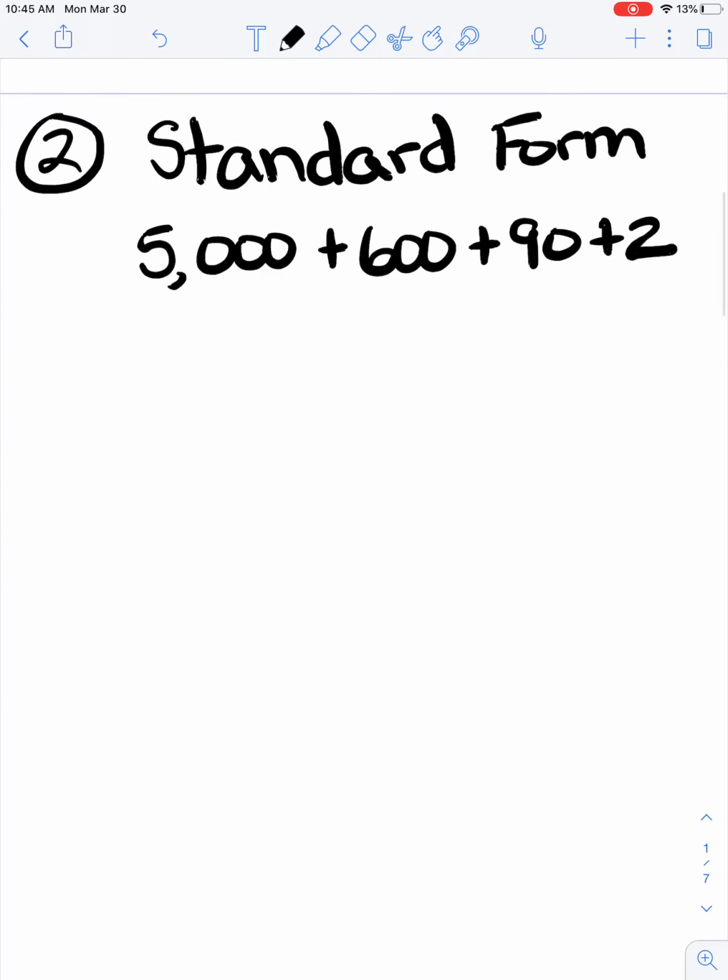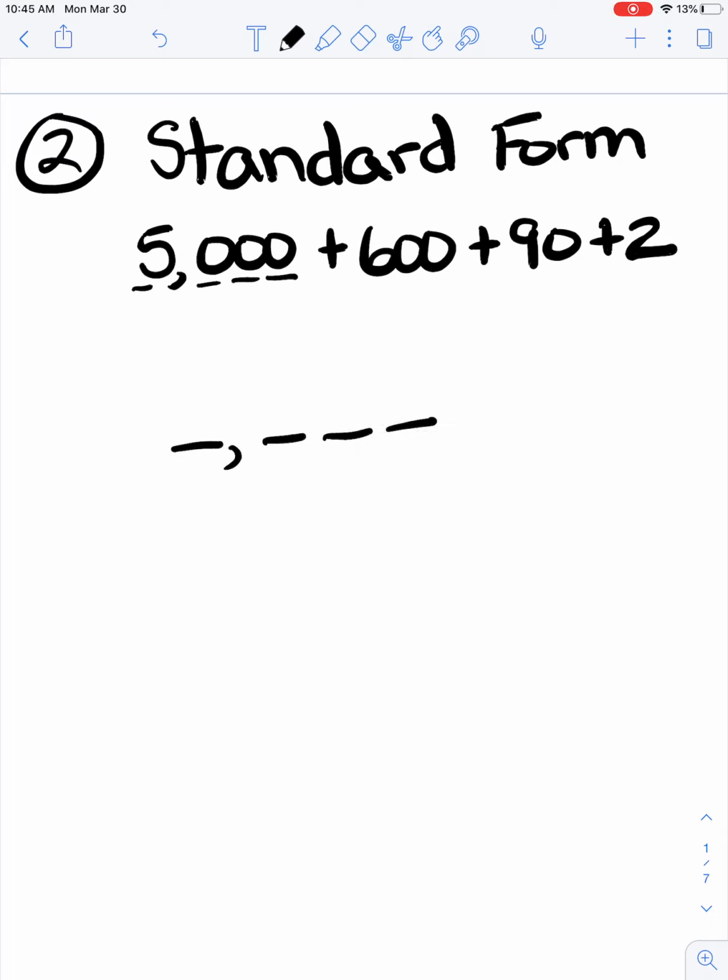to number 2. It says to write this in standard form. Standard form, again, is just number form. Just like I did above, I'm going to take each number and put it in its correct place value. If you remember, I always told you guys to put the number of place value pieces for the biggest number we have. So 5,000 is our biggest number. So there are 4 place value pieces.